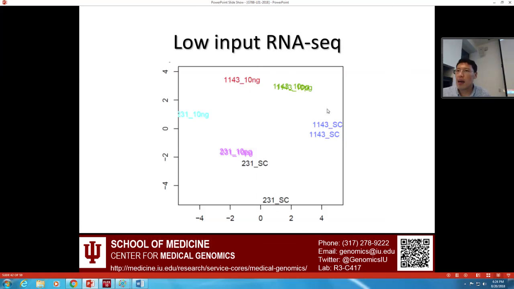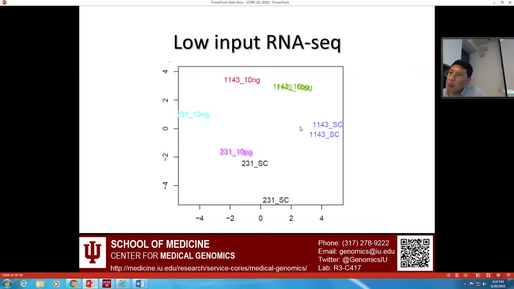And this is a titration run that we know the answer. We want to see whether we can recover the answer. So basically, these are two different cell lines. One is being processed as a bulk, but we take about 10 nanogram of total RNA. So you can see there's a difference. And we take only 10 picogram of total RNA, or we do it at the single cell level.